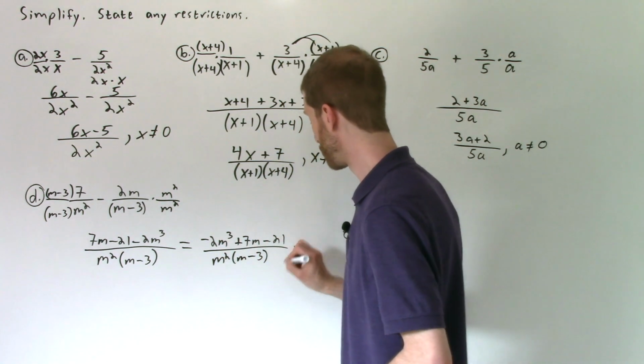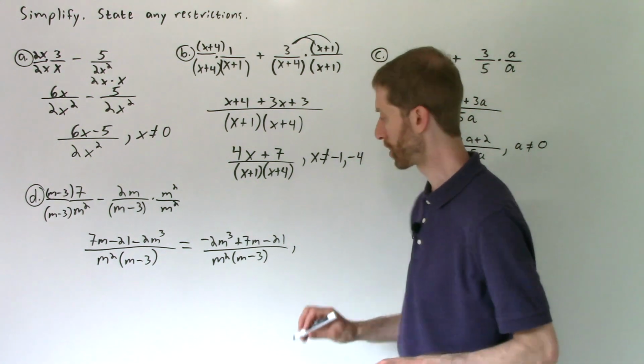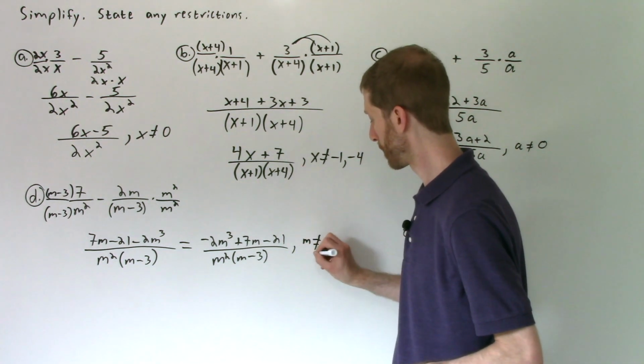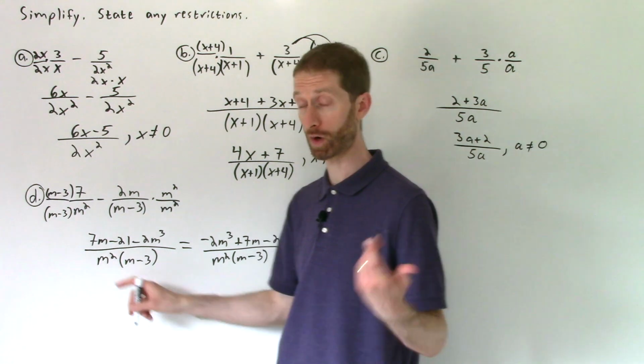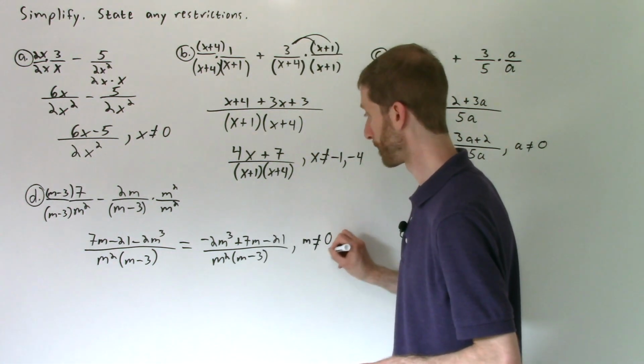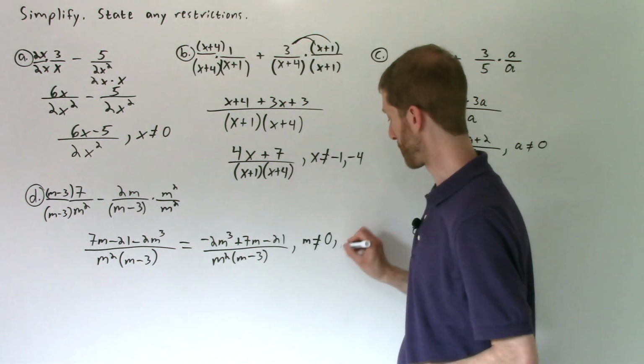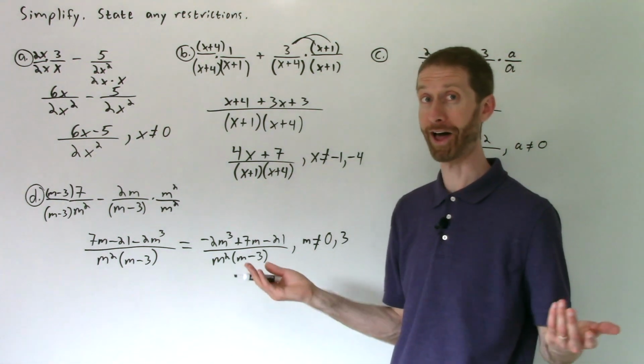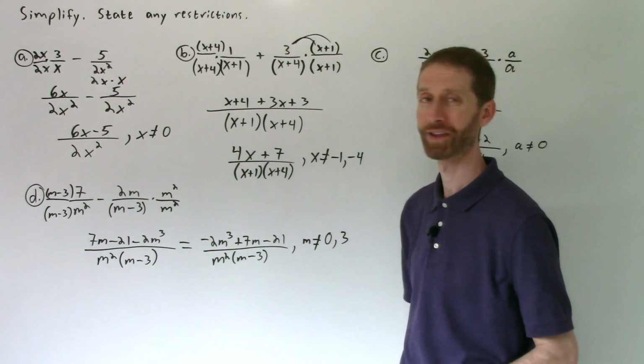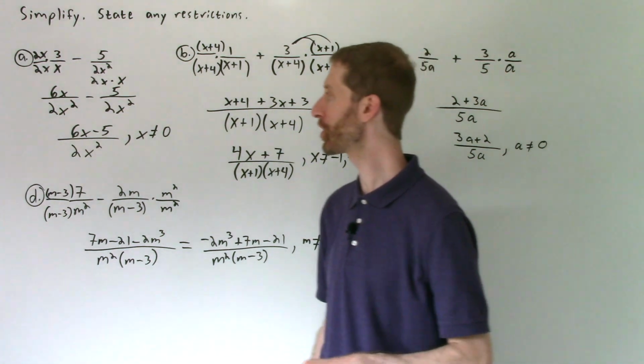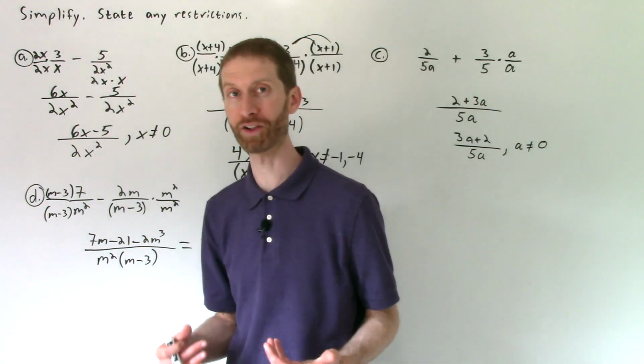Now, as far as restrictions go, m cannot equal 0 because 0 squared would give us 0. And m cannot equal 3 because 3 minus 3 is 0. Voila! Not bad. All right, in a later video, we're going to go over what happens when you need to do some factoring along the way.